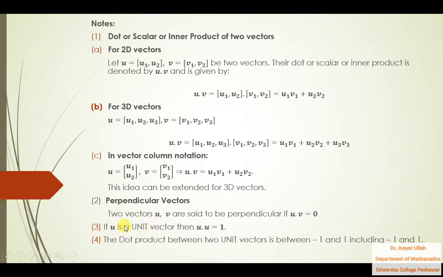And the fourth one is the dot product between two unit vectors is between -1 and 1. That is the dot product of u with itself, u dot u. The dot product of a unit vector with itself is equal to 1. But if there are two different unit vectors, then the dot product of those two unit vectors is between -1 and 1, including -1 and 1. So that is the fourth note.